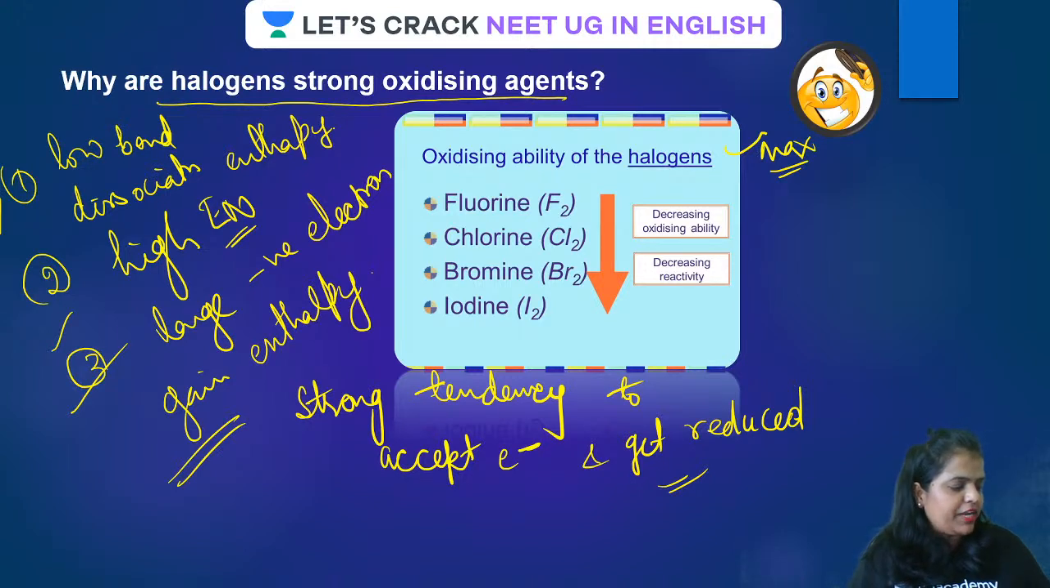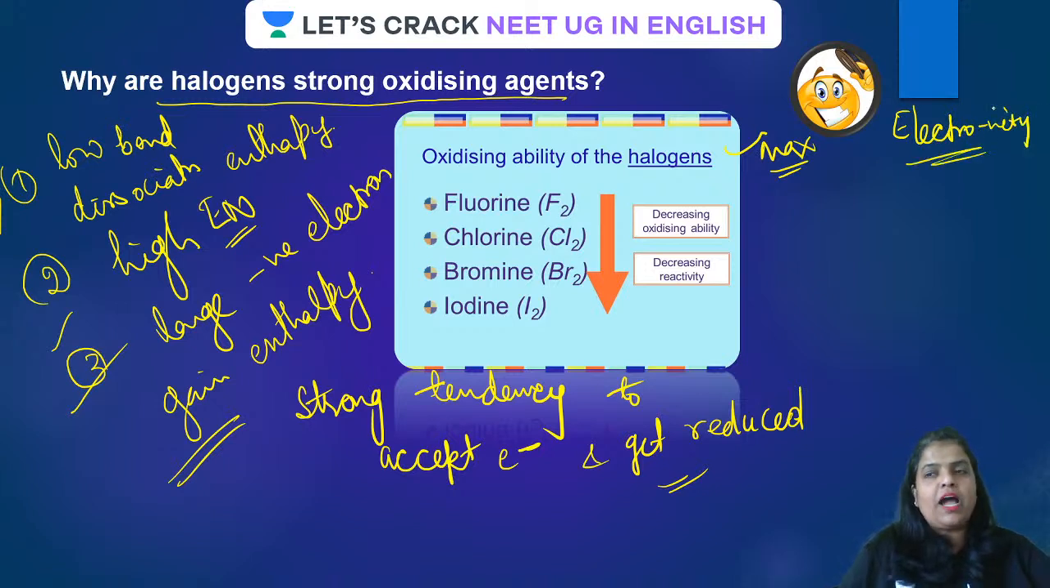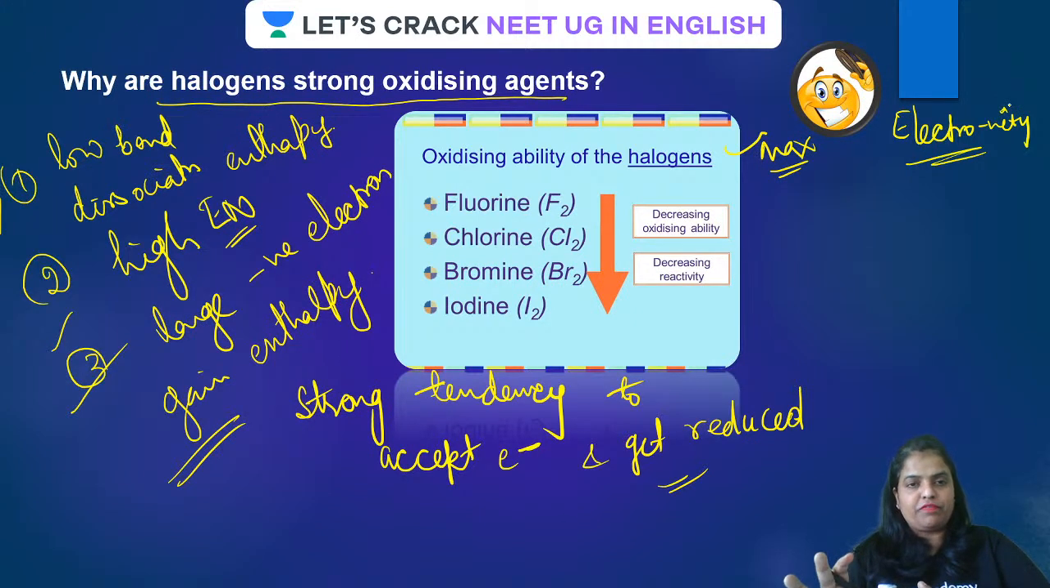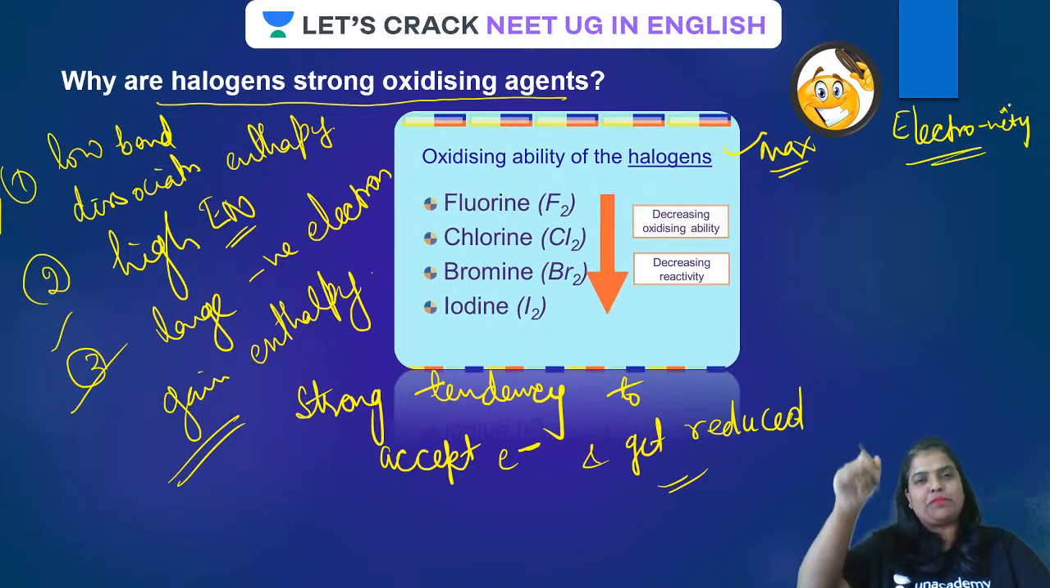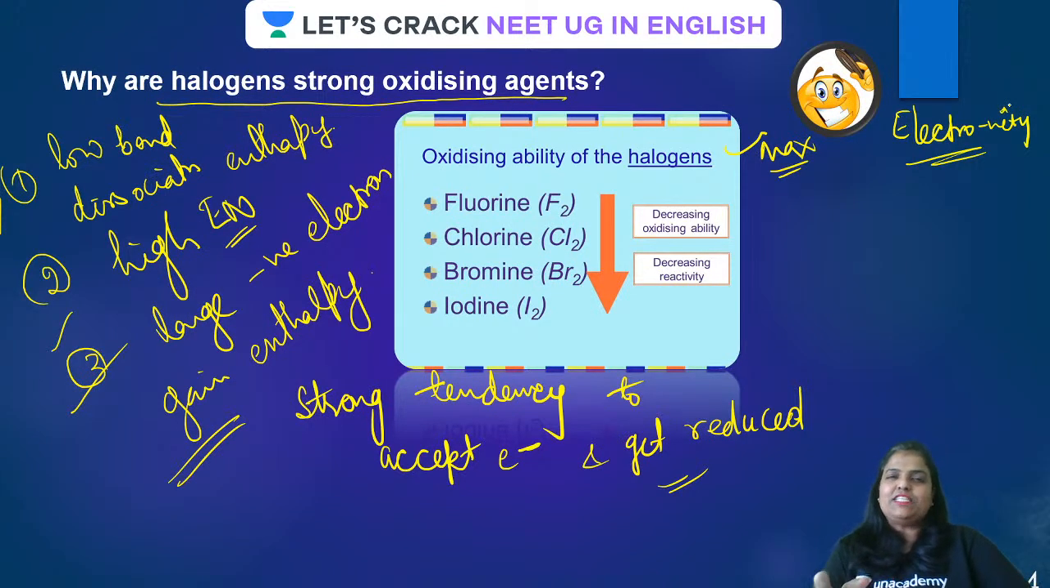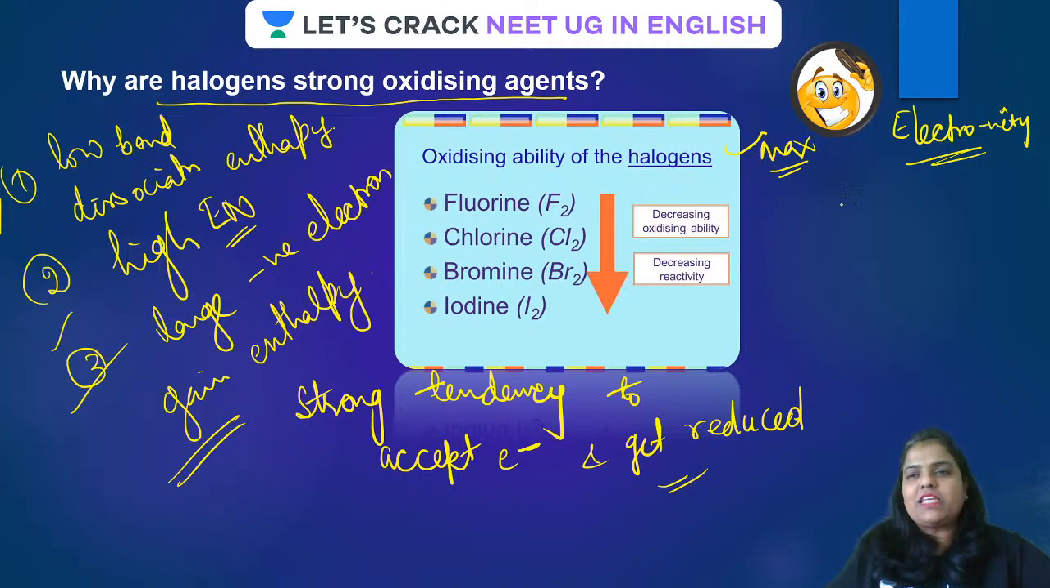Keshwan is saying that electronegative means a large amount of energy required to remove electrons. No, beta. No. Electronegativity means, please note down the definition, though I have explained it separately in a video of mine on the periodic table, lecture 5. The link for the same you will get in the description box, or you just subscribe to Let's Crack NEET UG in English. You will get all the playlists of my videos so far. Isn't it, guys? What is electronegativity?